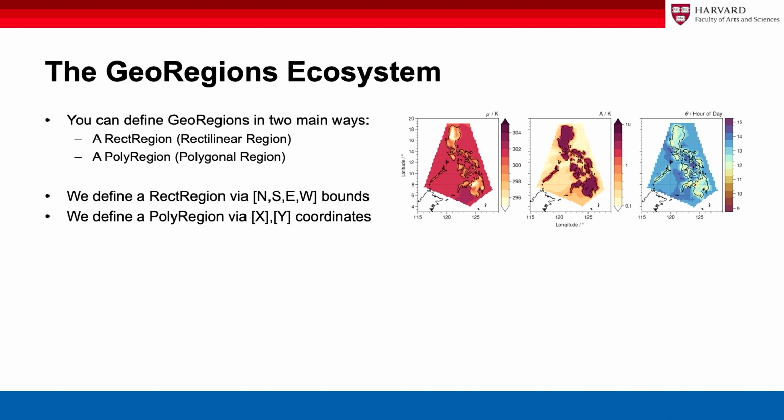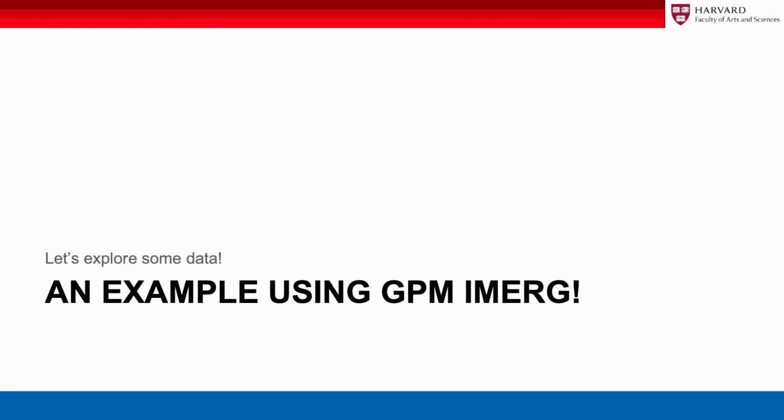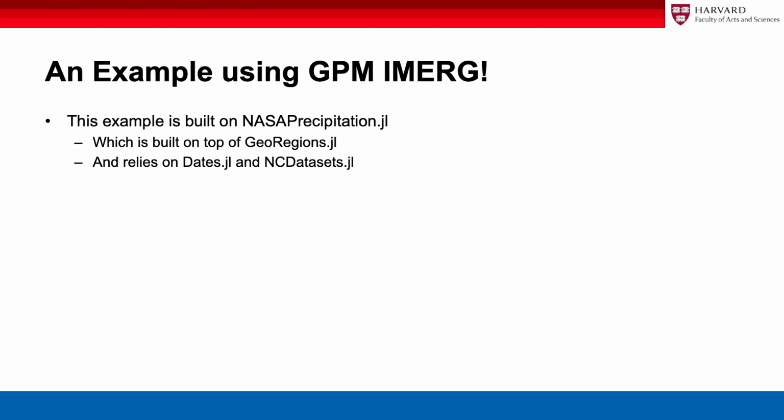So I'm going to talk about an example. The first thing I'm going to show you right now is an example of how I would do the data downloads and analysis using GPM iMerge, so precipitation data. This example is built off the package NASAPrecipitation.jl, which is a package that I created on top of GeoRegions.jl, which is used to download, again, precipitation data, and also relies on NCDatasets, which Alexander Barth developed, and also Dates.jl, which comes built into Julia.